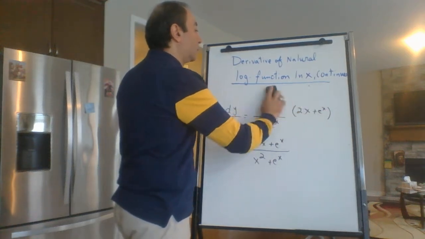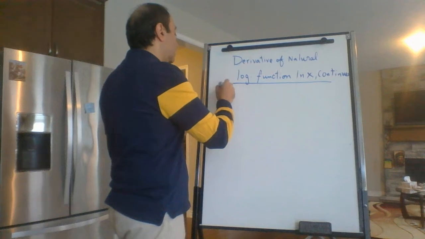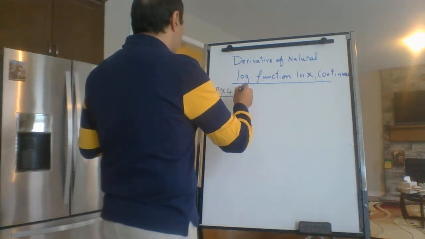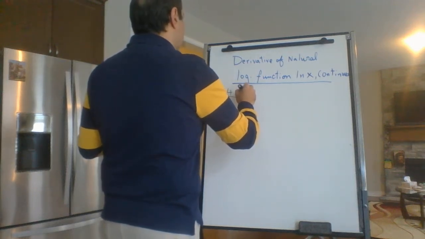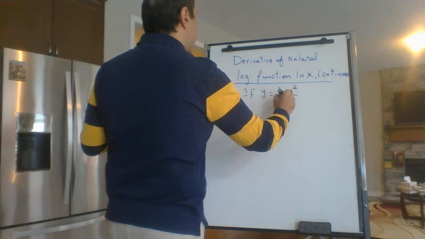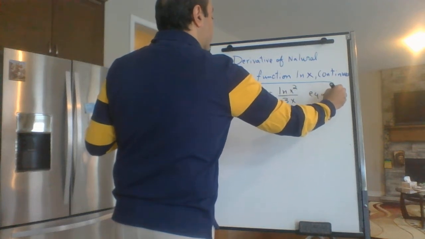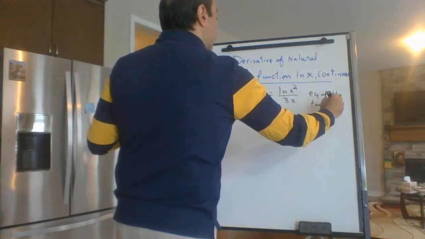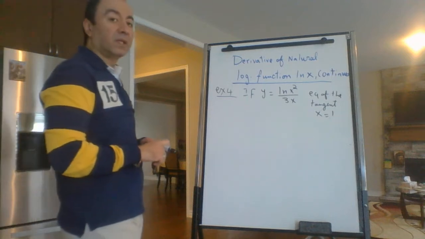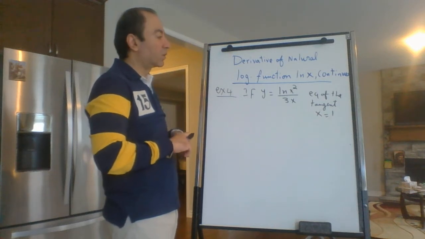Let us have another example. Example 4. Example 4 is the classic question. If y equals ln x squared over 3x, find the equation of the tangent when x equals 1. Again, we have done this many times, and it is a classic question. This question is in every test, every evaluation, those kinds of questions.